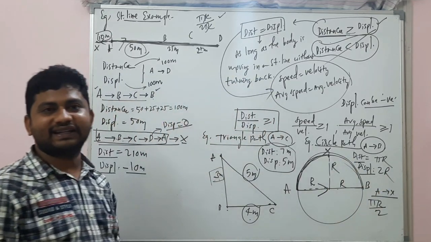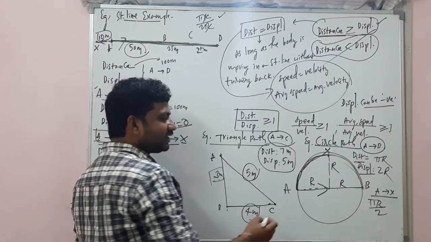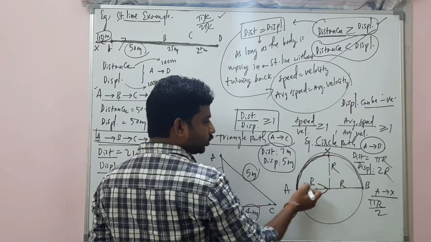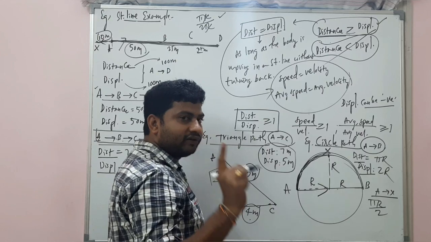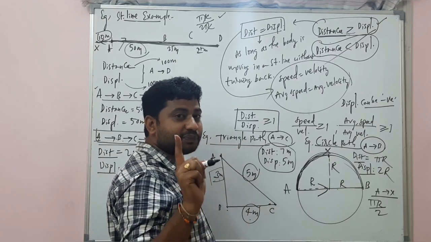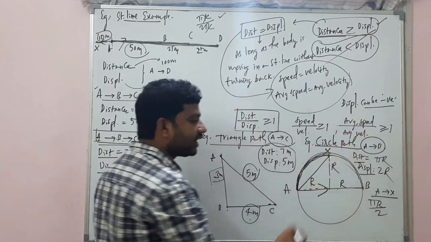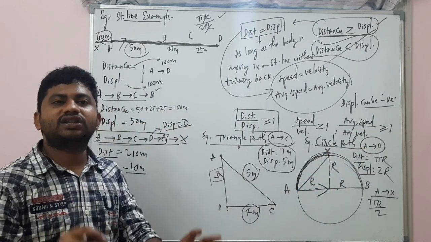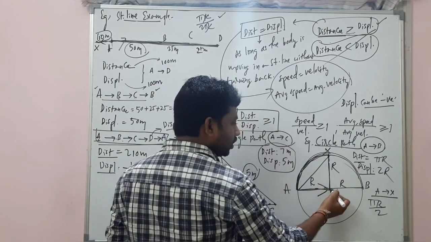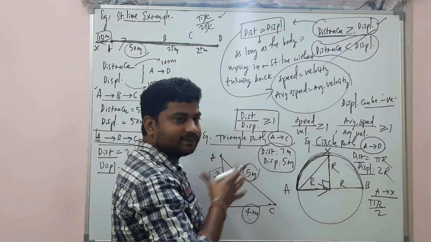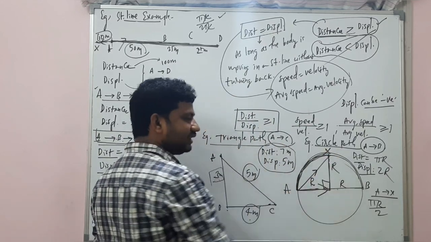And displacement. Dear students, displacement. So displacement, remember, A to X, do not get confused with the curved path here. Finding displacement is possible only if you draw a straight line between A and X, a straight line between initial and final points. And this is R, and this is R. So the angle between them is 90. Then you can use the Pythagoras theorem to find this length, A to X.